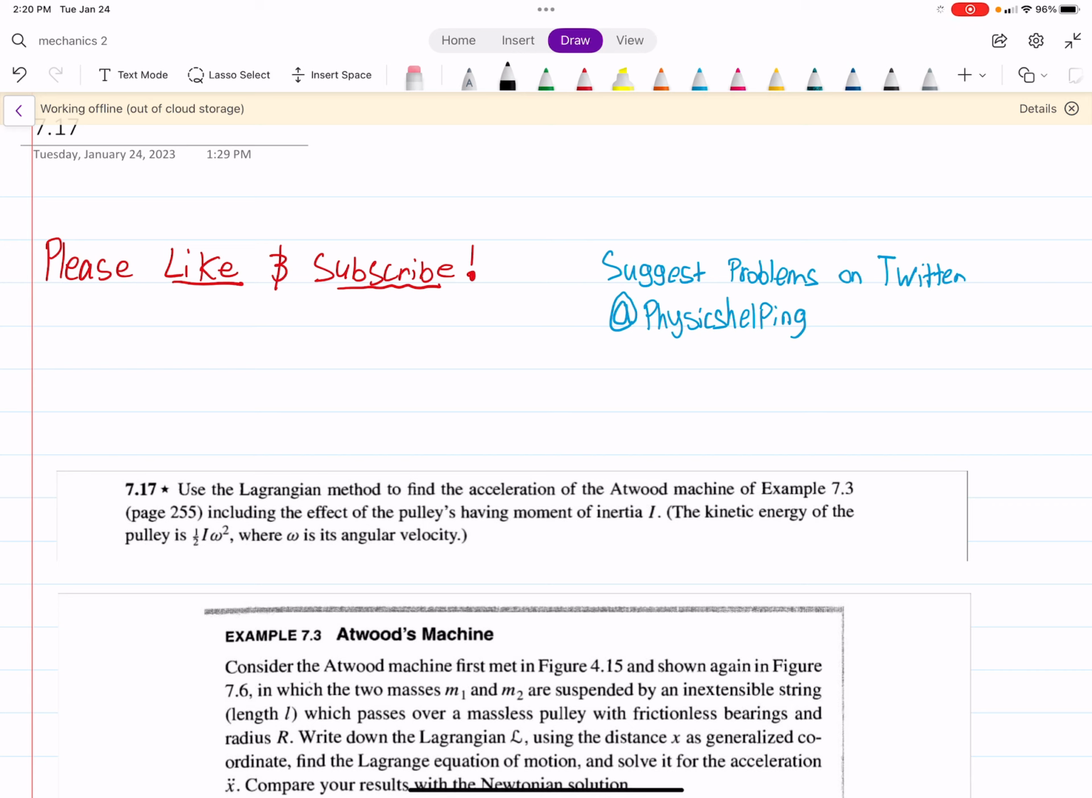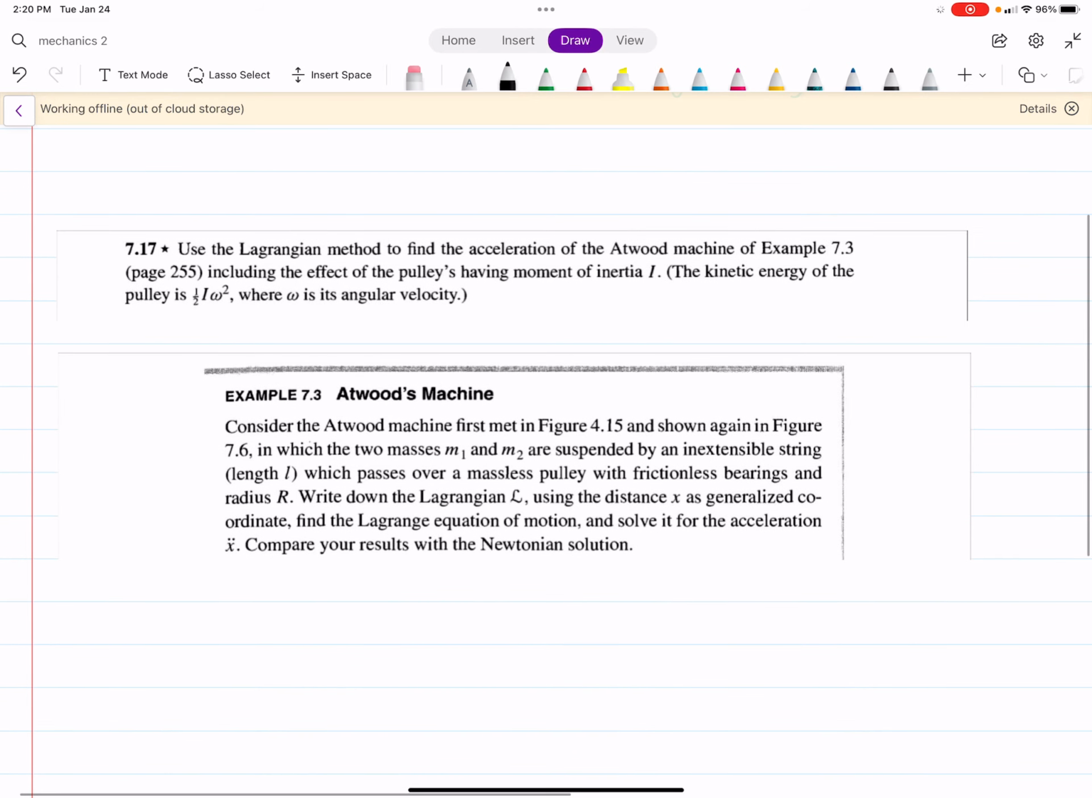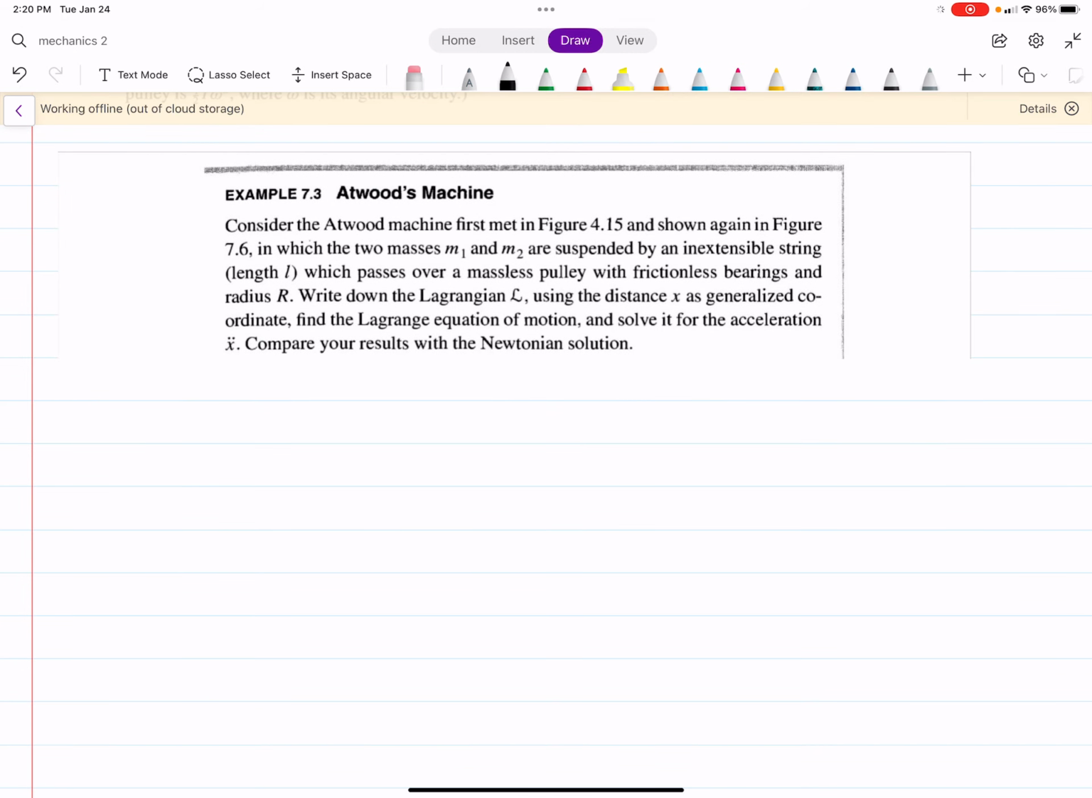So problem 7.17 is an Atwood machine, and we have to use the Lagrangian method to find the acceleration. And, well, I guess I didn't include the figure, but it's just an Atwood machine. So hopefully that's completely fine with everybody.